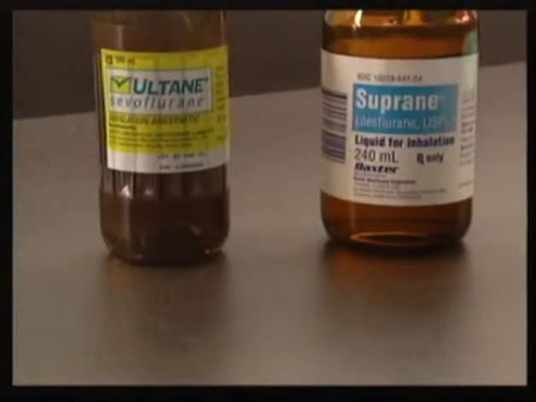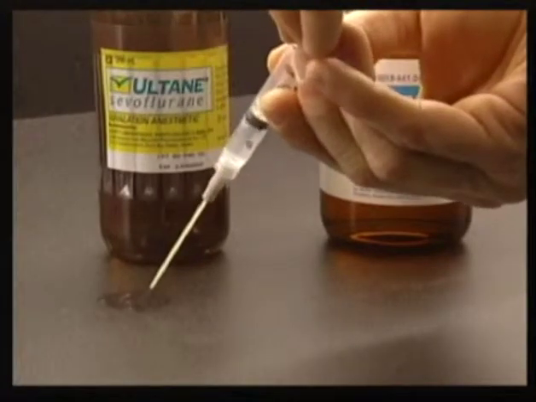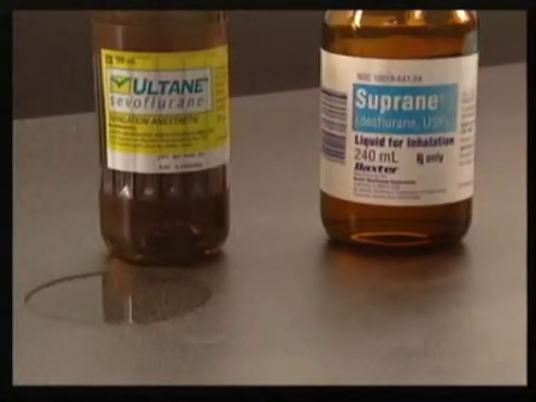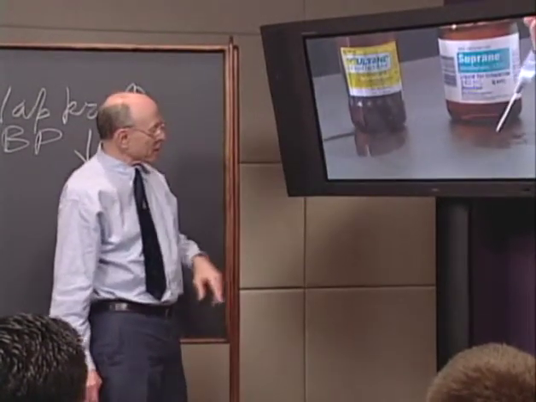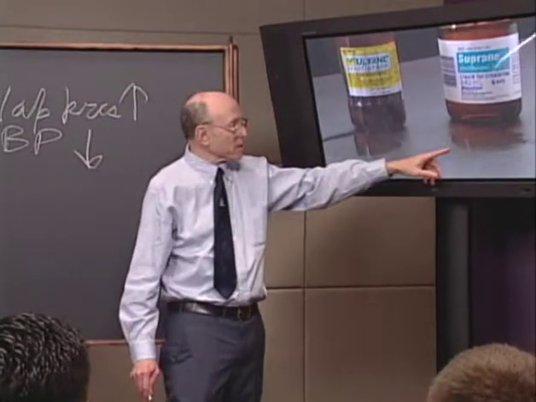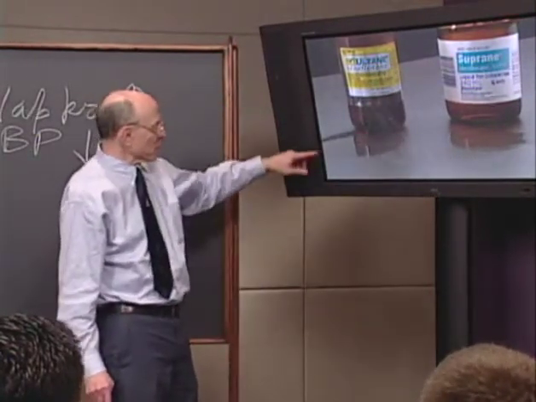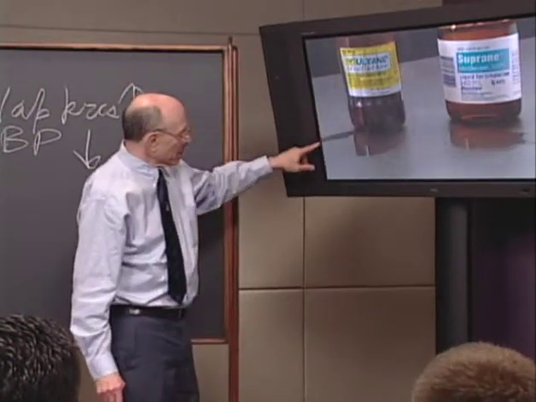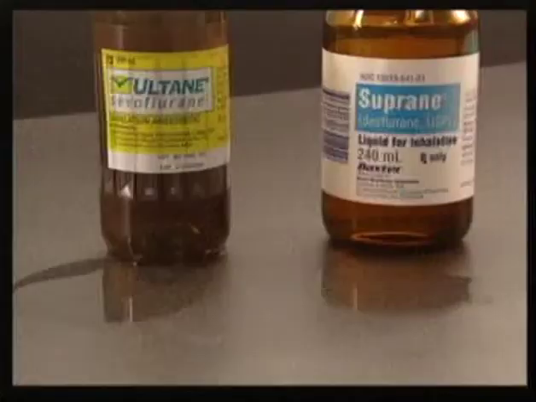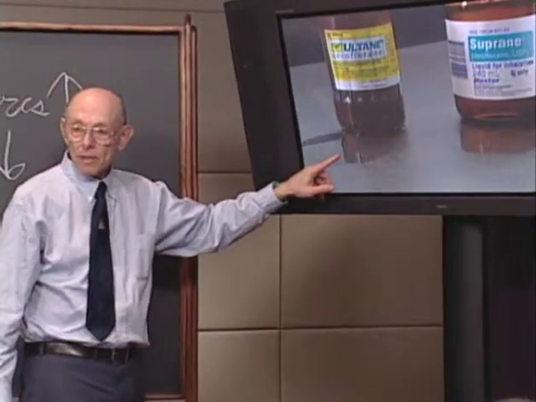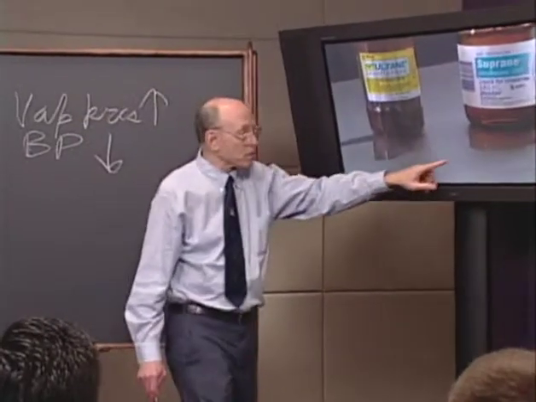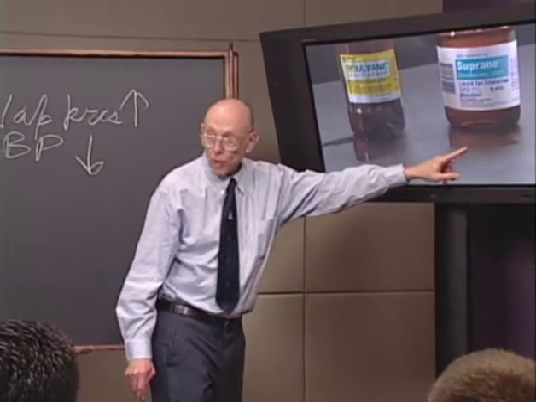So we've got sevoflurane, and we've got Suprane. And that's Quinn's hand, injecting some sevoflurane right on the tabletop there. And now he's injecting some desflurane. And watch the difference between these two. Here's the outline of the sevoflurane. And you can see the outline of the desflurane already beginning to shrink. This will disappear long before this liquid disappears, because its vapor pressure is much higher, so it evaporates quicker, and its boiling point is much lower.